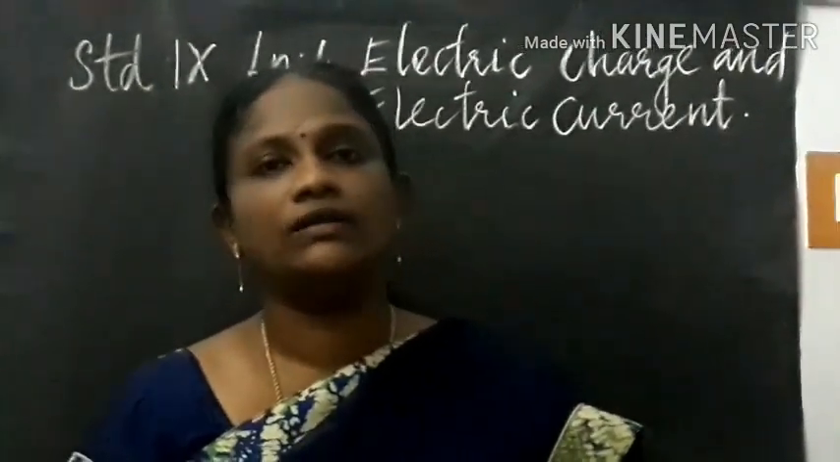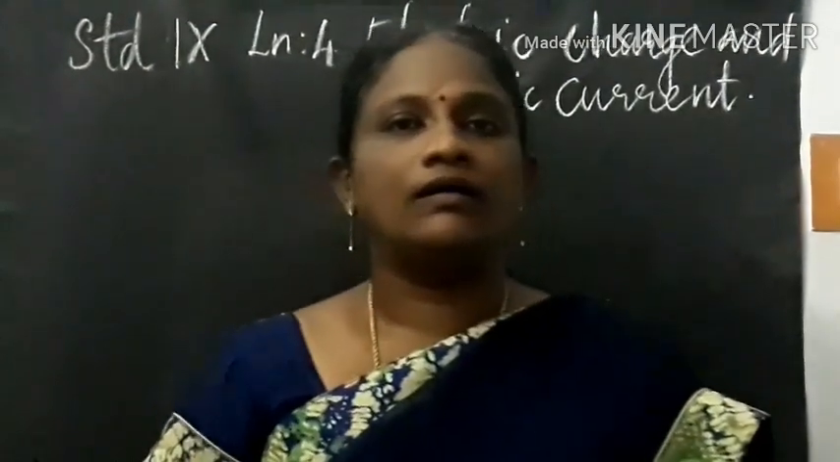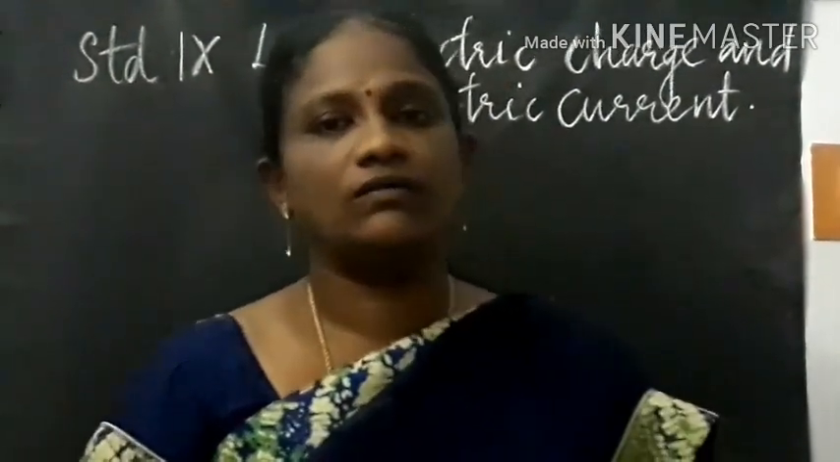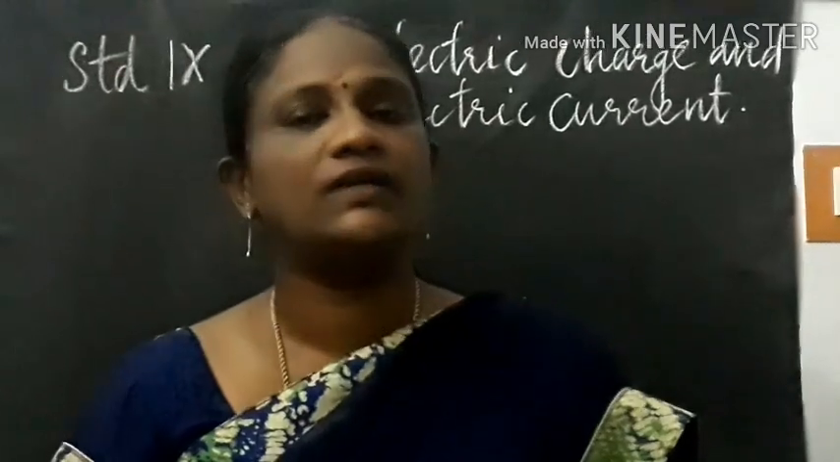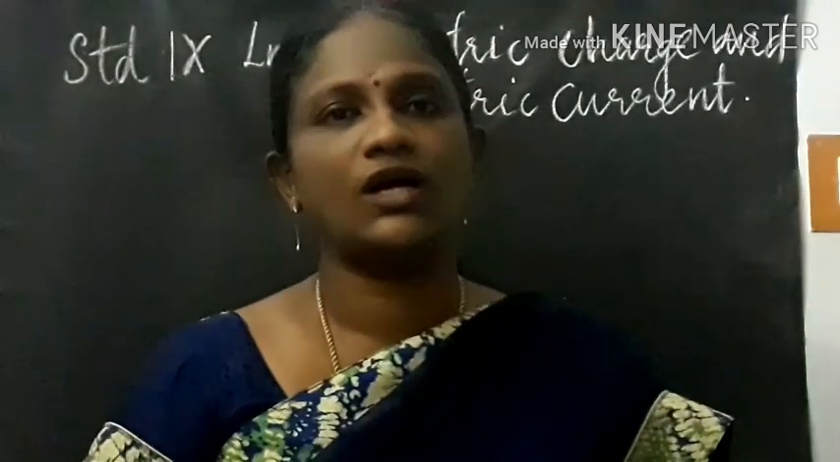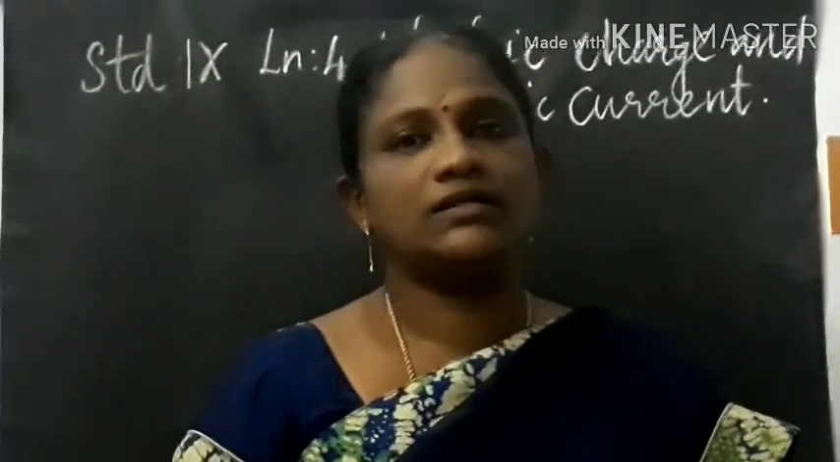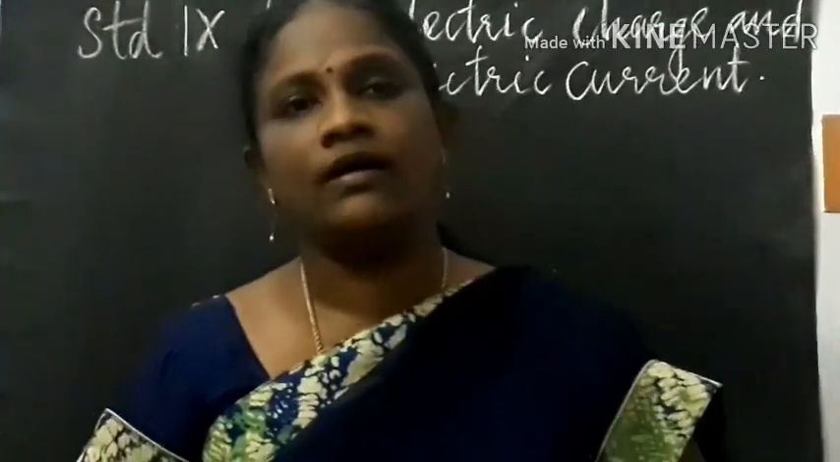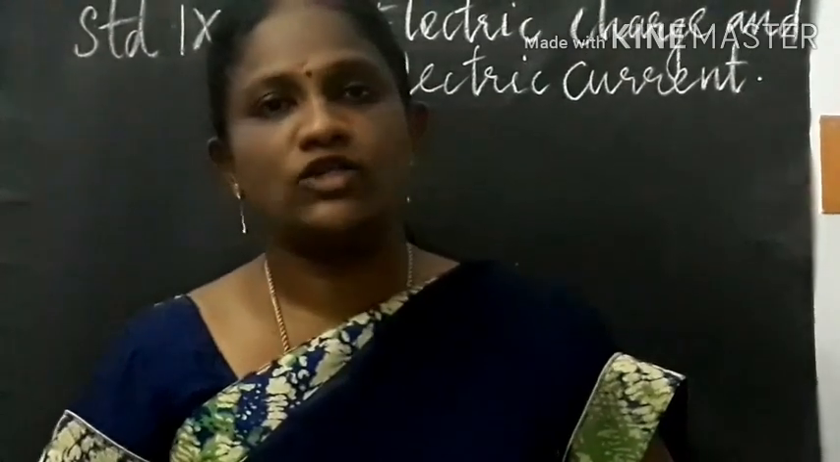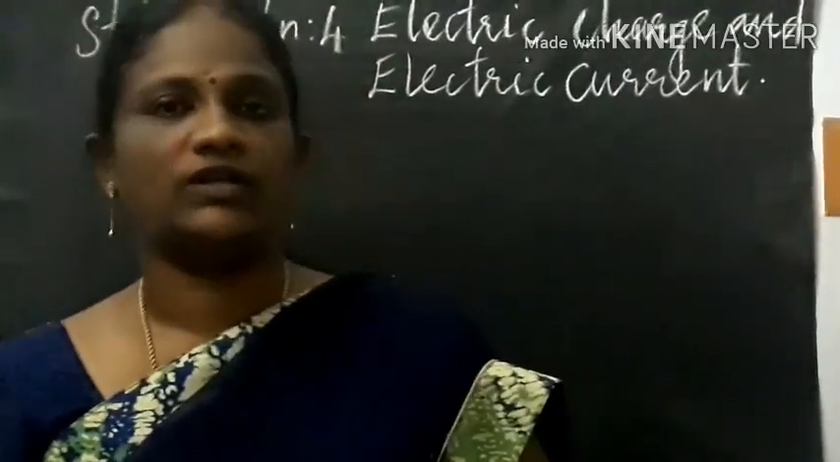Now let us recall the previous class. In the previous class we have learnt about potential difference, which is the work done in bringing a unit positive charge from one point to another point in a circuit. Its unit is volt and voltmeter is the instrument to measure the potential difference.